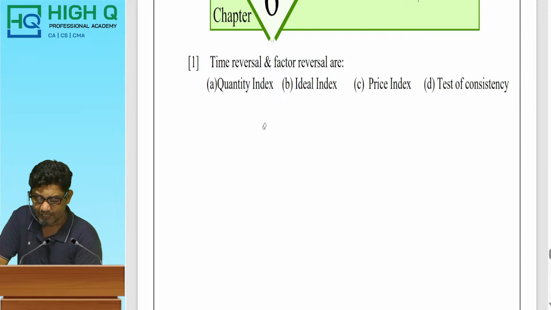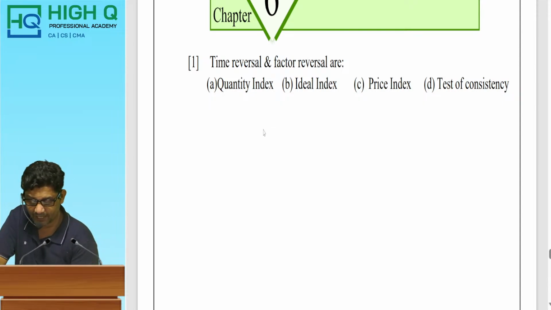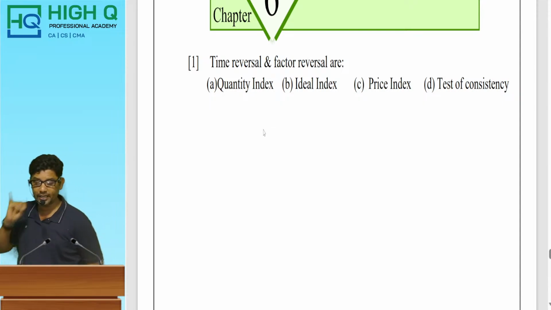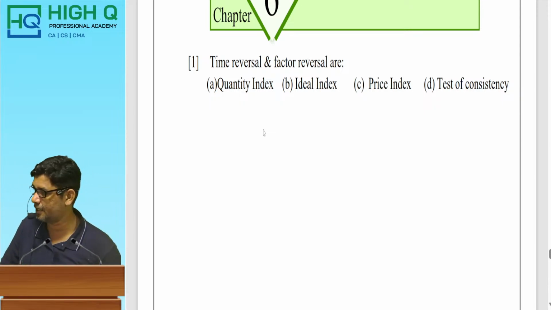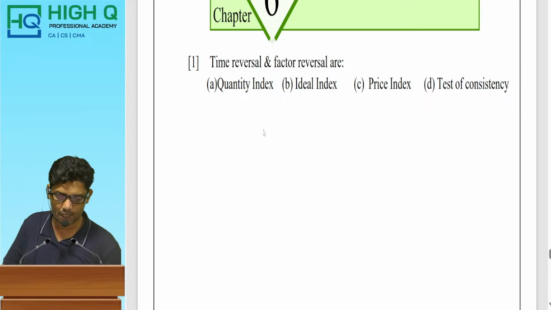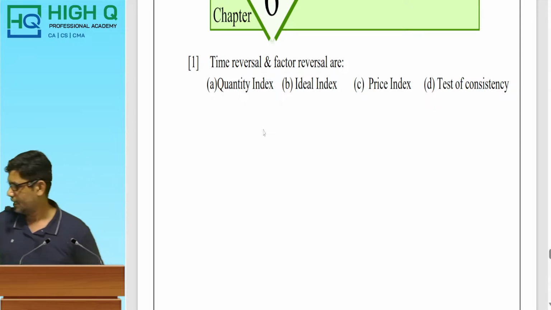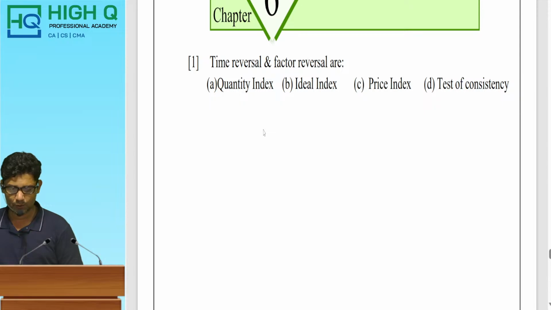Now, time reversal and factor reversal are quantity index, ideal index, price index, test of consistency. Can you please give me the answer, my dear? Guys, fast. No one is giving me the answer, please.